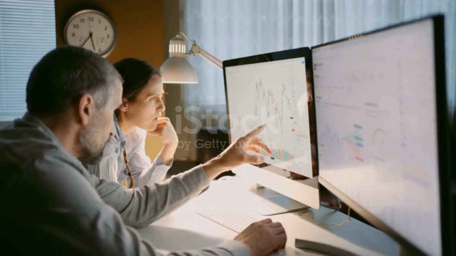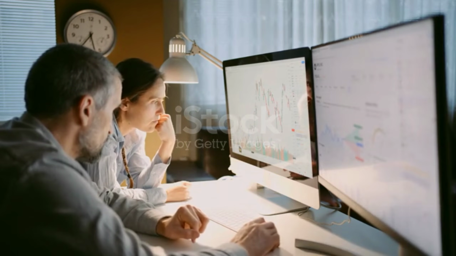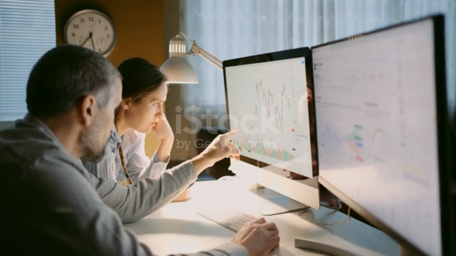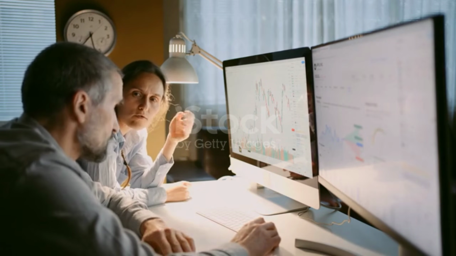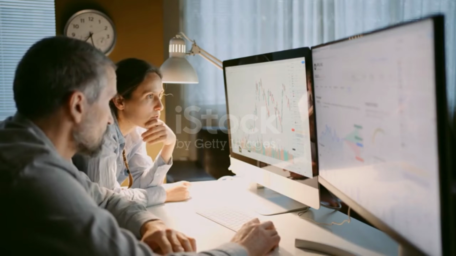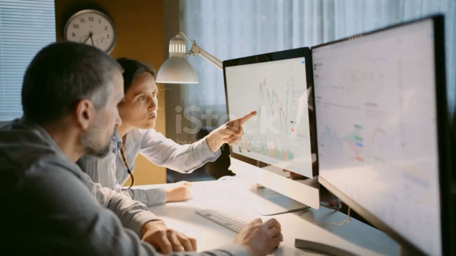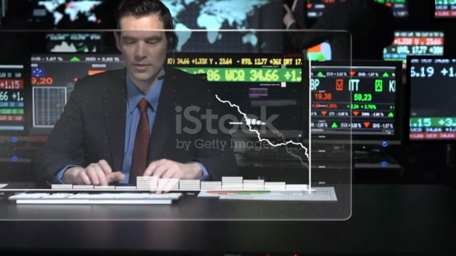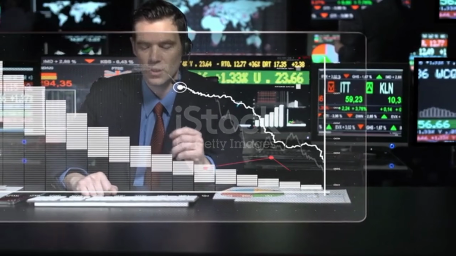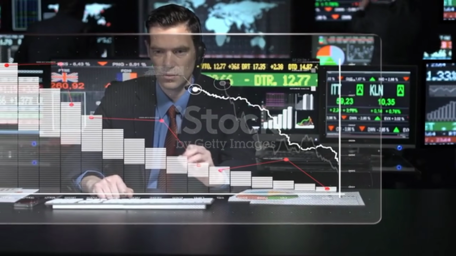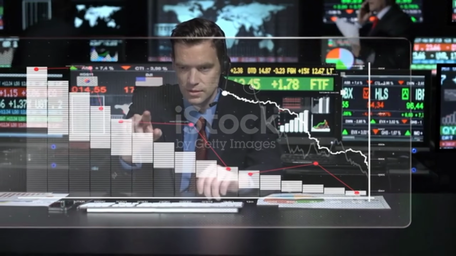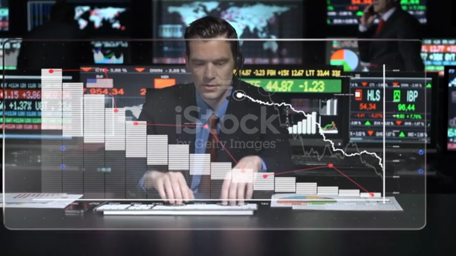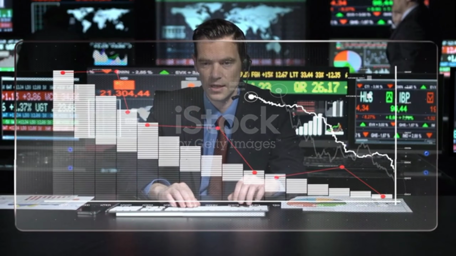2. Confirm with RSI 14. If RSI is near 30 and turning up, bullish reversal. If RSI is near 70 and turning down, bearish reversal. 3. Enter the trade. Call (buy) after a bullish reversal pattern at support. Put (sell) after a bearish reversal pattern at resistance. 4. Expiry time: 60 seconds.